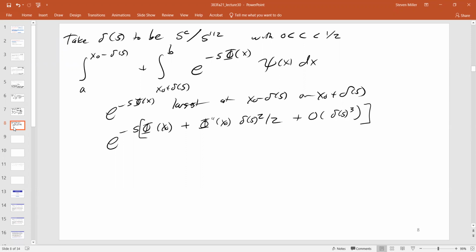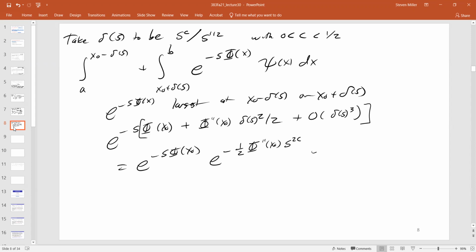So when we look at this, we're still going to get the e to the negative s phi of x naught exactly as before. The next piece is going to be an e to the negative 1/2 phi double prime of x naught. We have a delta s squared times s. Oh, well, delta s squared is going to be s to the 2c over s. The s is canceled. We'll get an s to the 2c. Right?